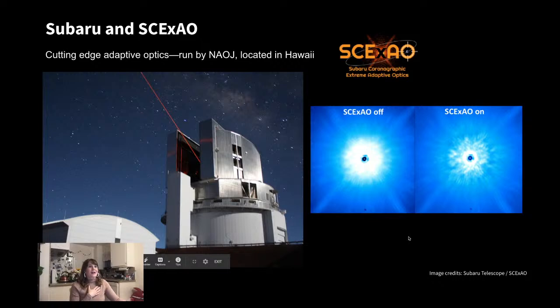And this was found by the Subaru telescope, which is run by the National Astronomical Observatory of Japan and is located in Hawaii. This image was done with an instrument called SCExAO, the Subaru Coronagraphic Extreme Adaptive Optics. So it has that adaptive optics part that I talked about earlier, and a coronagraph, and it's a really extreme adaptive optics system. So it's cutting-edge technology. There's an image with the AO off and with the AO on, and you can clearly see much more detail in the second one.